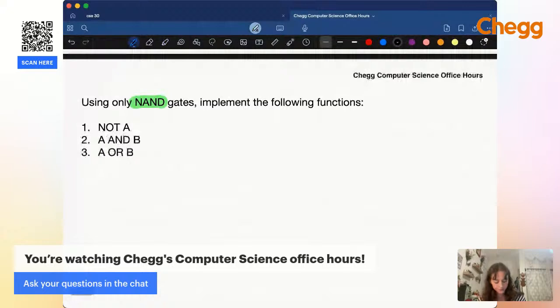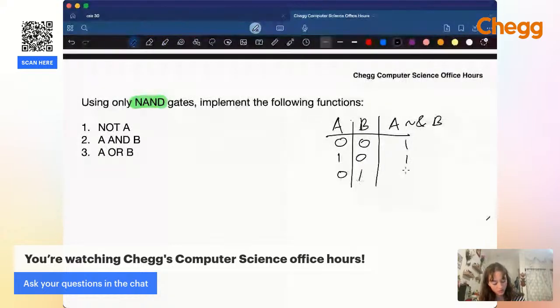I'm just going to use A, or I will use AB. And then we'll say A NAND B. Okay, 0, 0 would be 1. 1, 0 would be 1. 0, 1 would be 1, and 1, 1 would be 0. So the only case where NAND evaluates to false is if A and B are 1.